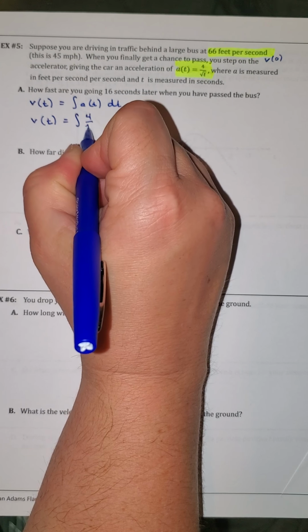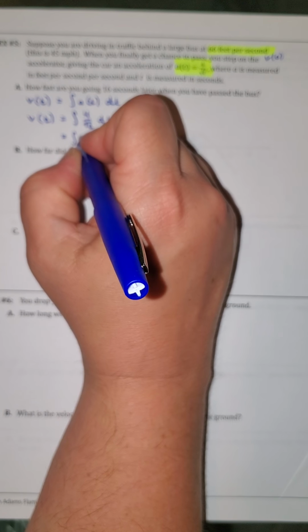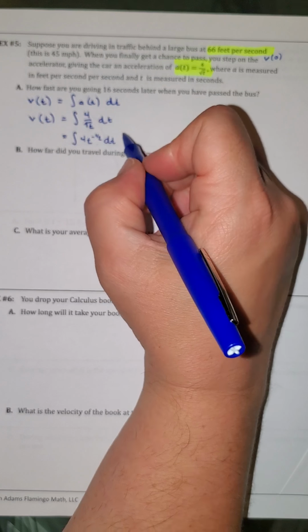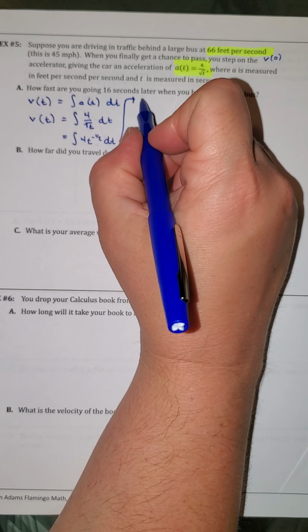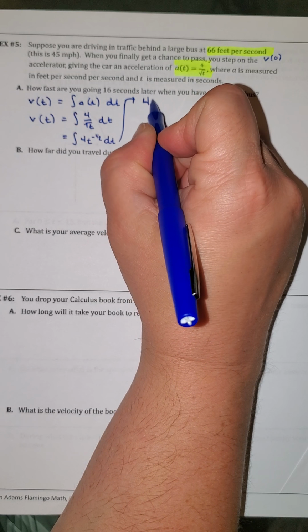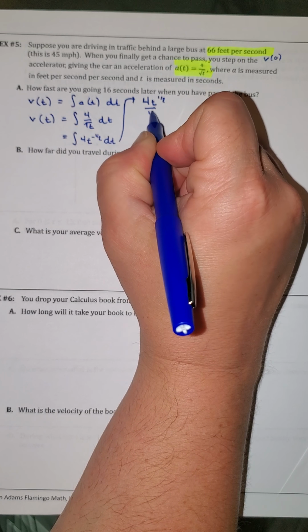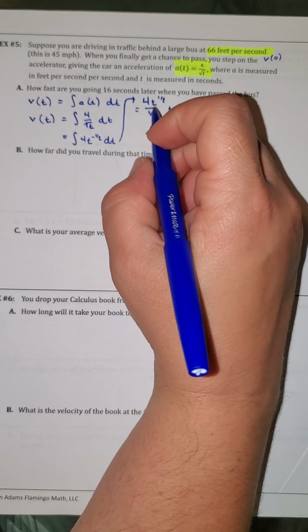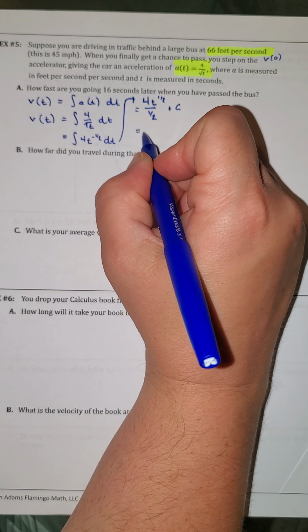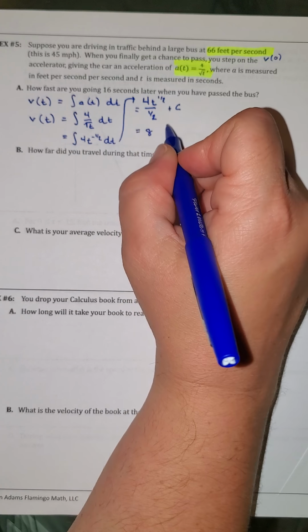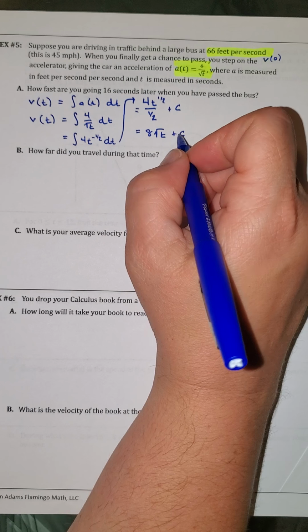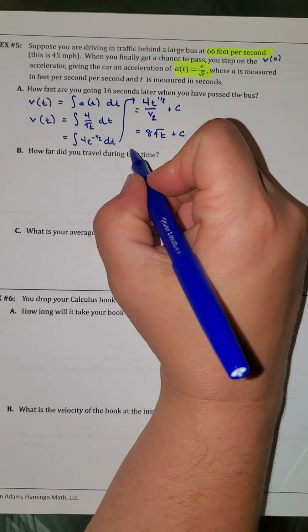4 over the square root of t dt, which we could write as the integral of 4 and then t to the negative 1/2 because it's upside down dt, which taking the integral you'd have 4 and then t to the positive 1/2 and you'd divide by 1/2 and then you'd have a plus c. So divide by 1/2 means you multiply by 2. So you'd have 8 and then t to the 1/2 as radical t plus c. And we know our initial velocity is 66.